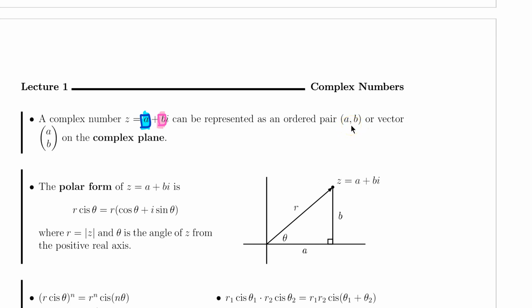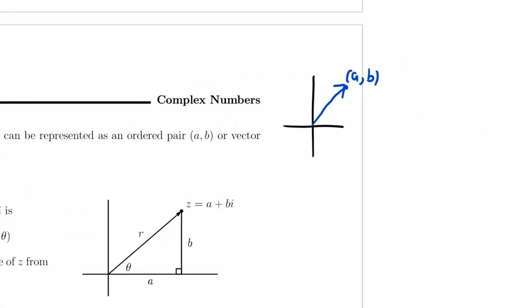So that means we can think of the complex number just as a point (a, b) in the coordinate plane. Or we can also think of this (a, b) as a vector as well. So this complex number can be thought of as just an ordered pair, as a point on the plane, or it can also be thought of as a vector (a, b) as well. Now, there is another interpretation of this.